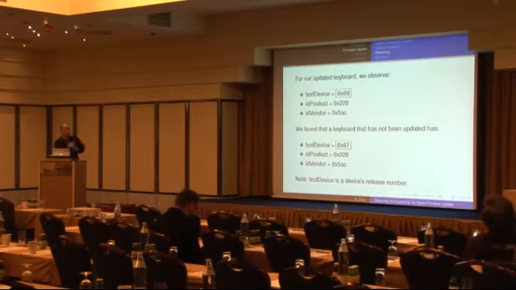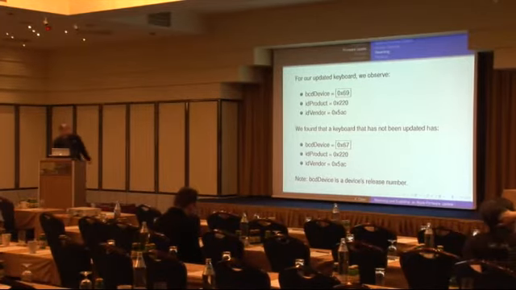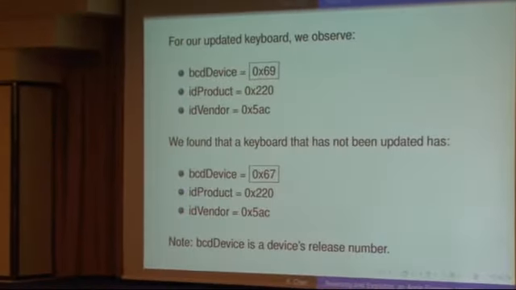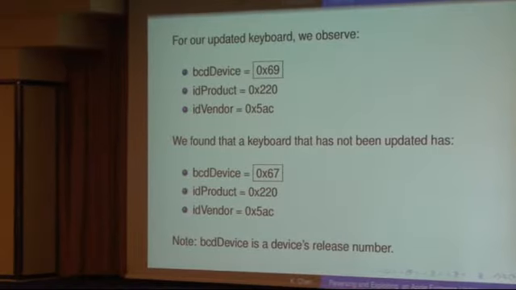From a high-level view, if we look at these values for an updated keyboard, there's this BCD device value, product ID, and vendor ID. Apple's vendor ID is 05AC, and this USB keyboard has a product ID of 0220. Whenever it's been updated, the BCD device value is hex 69, but whenever it hasn't been updated, it's hex 67. So this is the mechanism by which they can tell whether or not the keyboard has been updated.